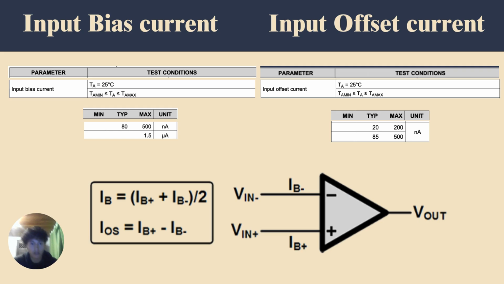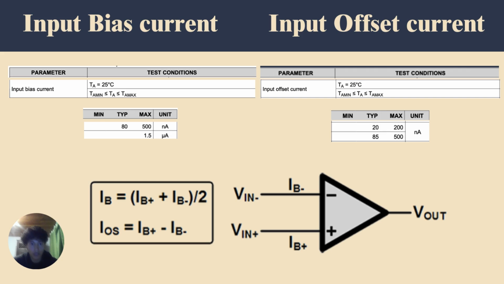Why does it matter? Offset current affects the circuit accuracy. If this input offset current is large, it introduces additional error voltage, especially in high impedance circuits, and it depends on temperature and aging. Like, input offset current can drift over time and worsen at high temperatures, affecting long-term performance.